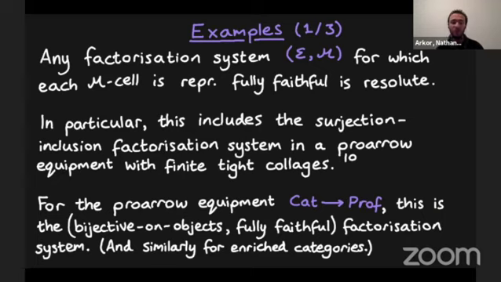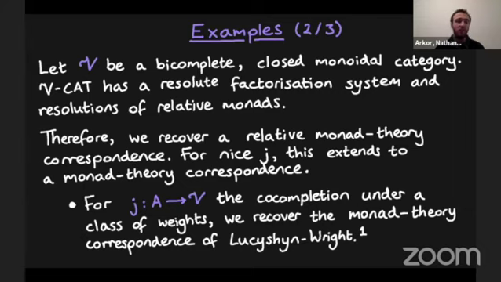There's just a slight difference in strictness, but the argument works in the same way. And this similarly works for enriched categories. So to be slightly more concrete, let V be a bicomplete closed monoidal category. Then we have that VCAT, the 2-category, has a resolute factorization system, which is given by the identity-on-objects V-functors and the fully faithful V-functors, and has resolutions of relative monads given by both the Kleisli and the Eilenberg-Moore V-categories.